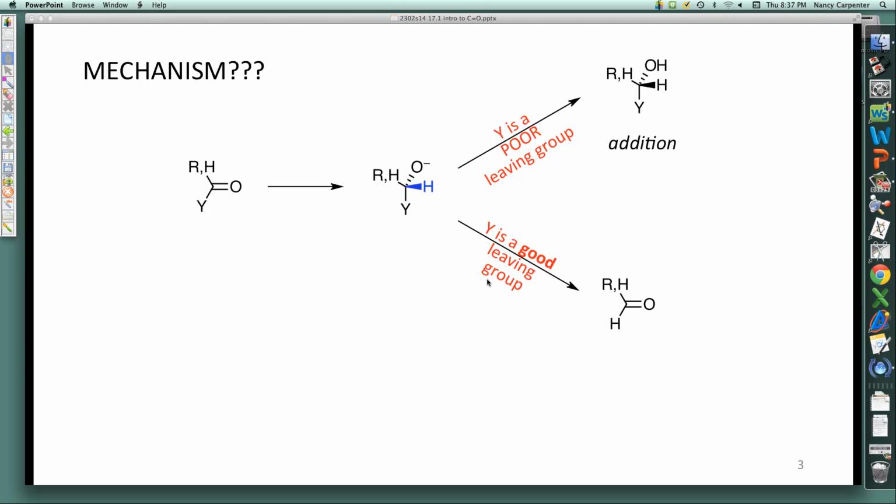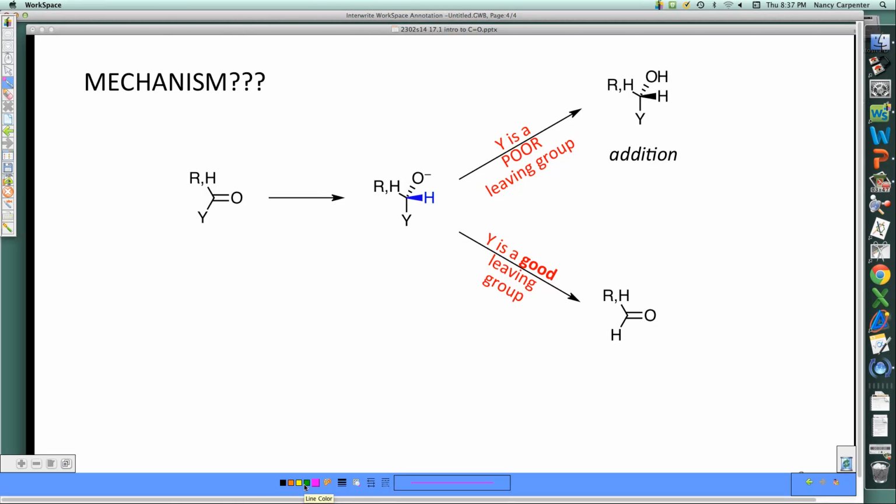But what if Y is a good leaving group? In that case, your hydrogen in this example has added and nothing has come off. But in this example, if Y can leave because it's a decent leaving group, well, that pair of pi electrons is going to slap back down and kick out a good leaving group. That regenerates the CO double bond, but as you can see, there's been a substitution. In this case, the H- I added has substituted in and kicked out that Y group.